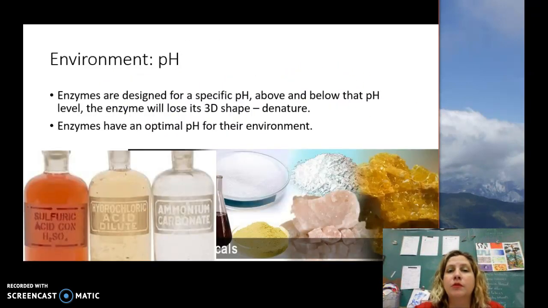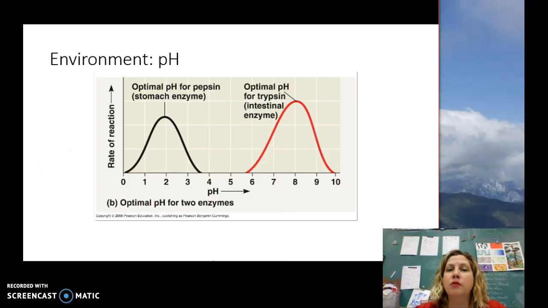All right, environment in terms of pH. Enzymes are designed for a specific pH. Above and below that pH level, the enzymes will lose their 3D shape and denature. Enzymes have an optimal pH for their environment. Again, the optimal pH for pepsin, a stomach enzyme, is somewhere around a pH of 2, which is what the pH is in your stomach. The optimal pH for trypsin, an intestinal enzyme found in your small intestine, is above 8, because trypsin works in the part of the intestines where bicarbonate has just been released. So it is actually a slightly basic environment.